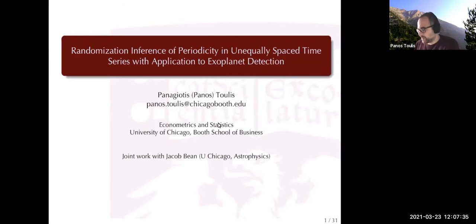I'm Panos. I'm from the Econometrics and Statistics group at the Booth School of Business at the University of Chicago. I'm excited to present this work. This is still ongoing work. It's joint with Jacob Bean, also at the University of Chicago. And I'm excited because this work combines things that I like in research, which is randomization methods in general for inference, and also a cool applied project.